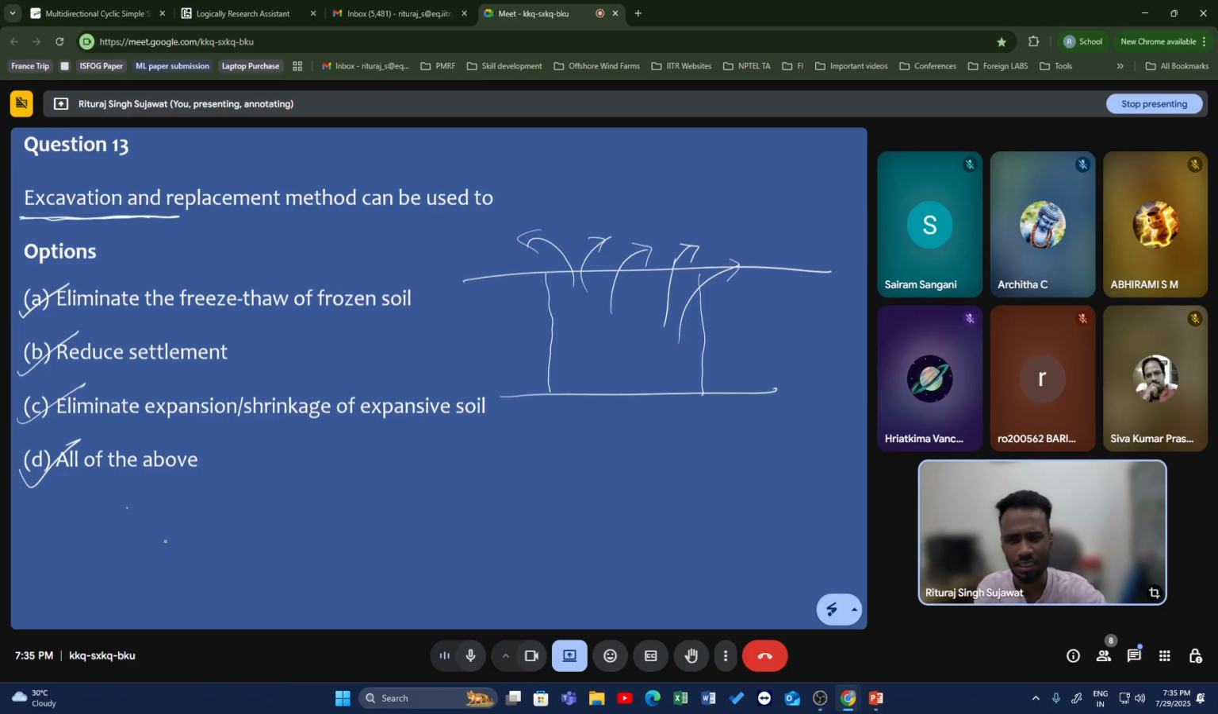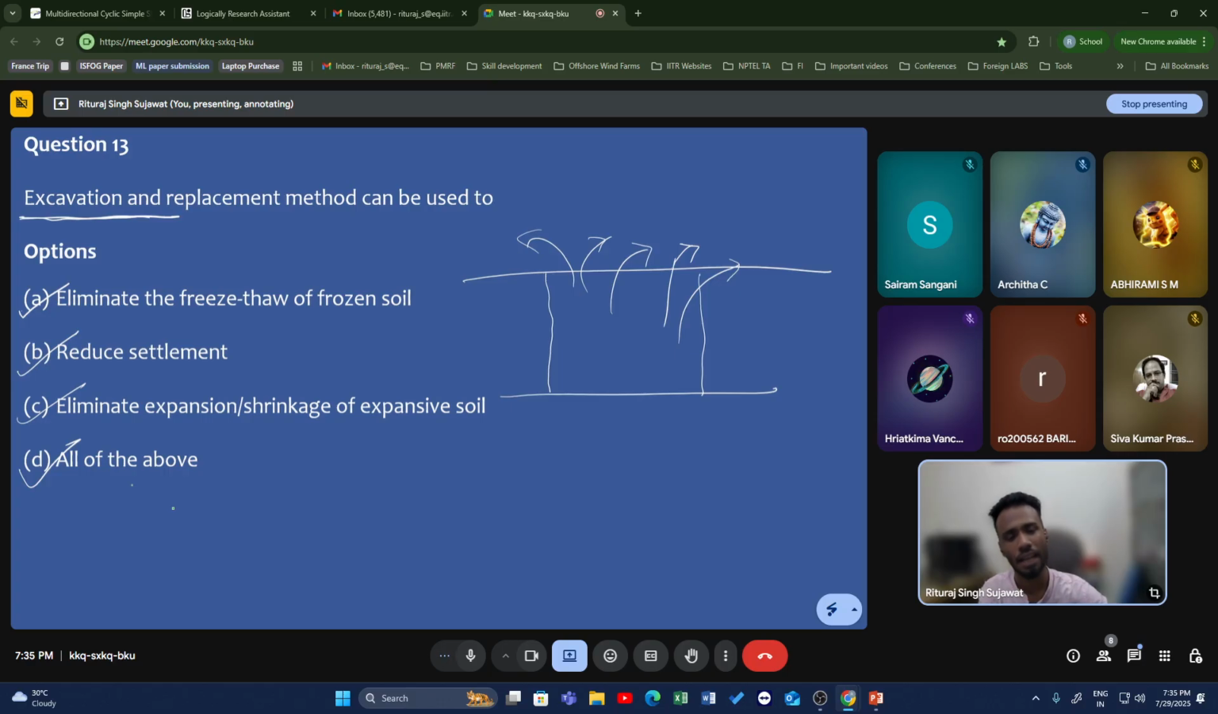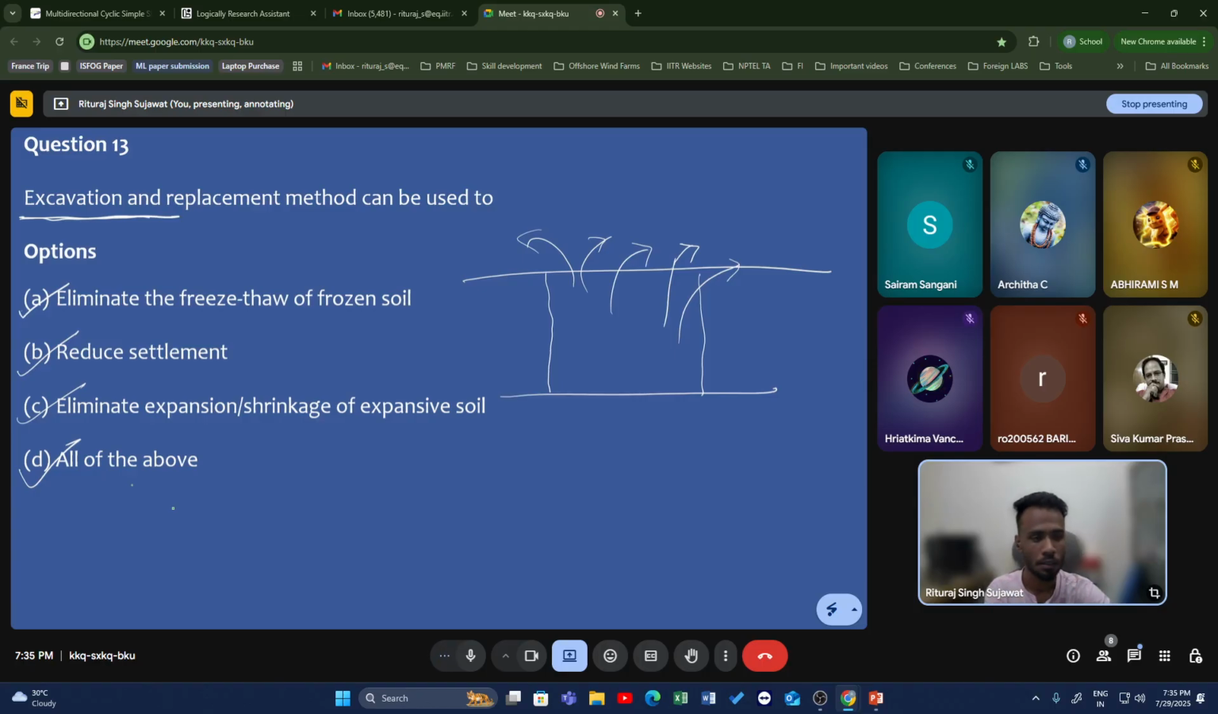So any doubt in this? If you didn't get any part, it's simple. You just remove the soil and refill that hole or that whole ground with enhanced material, larger strength material or improved soil. So that is one of the very conventional techniques, we can say, for the ground improvement part.